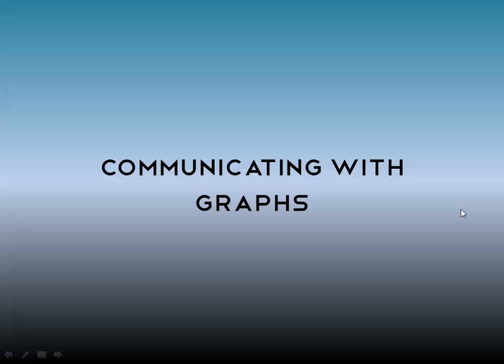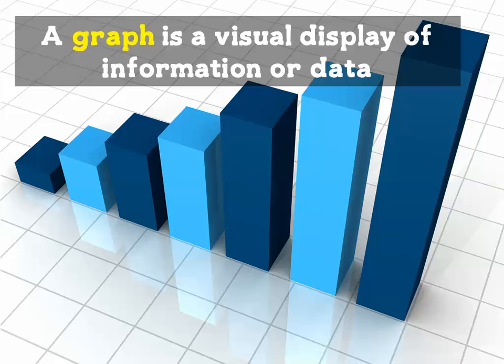In science, graphs are a useful way of showing information without having to sort through a bunch of random numbers. Graphs show it visually so you can easily see what's going on. So again, a graph is a visual display of information or data, and there are three main types that we're going to talk about today.